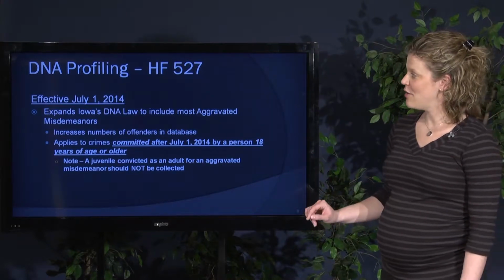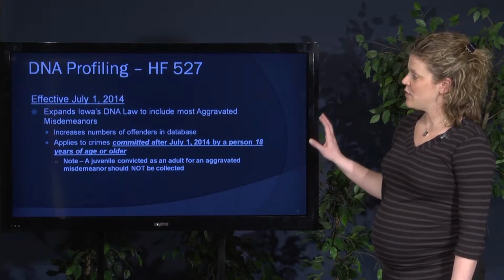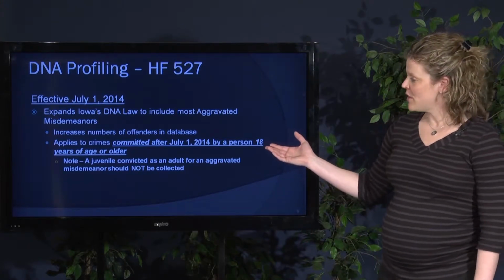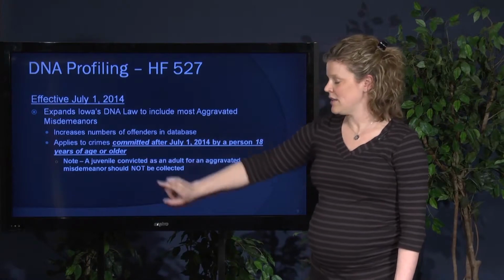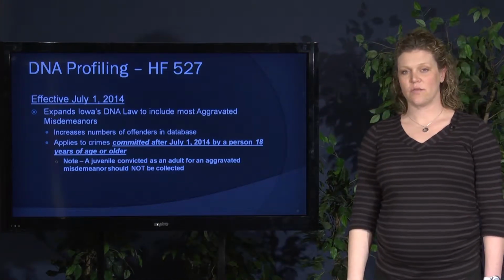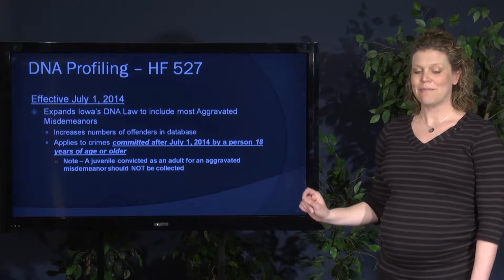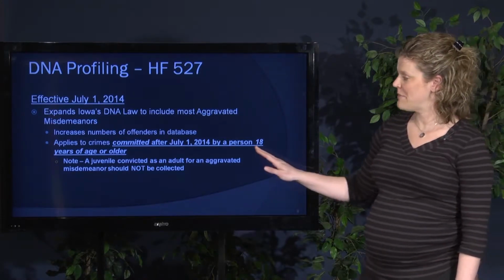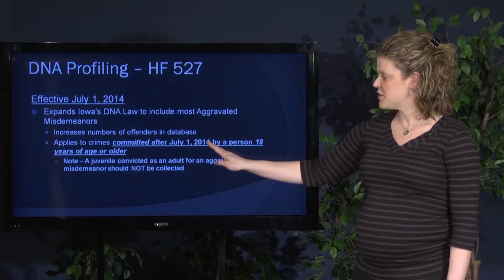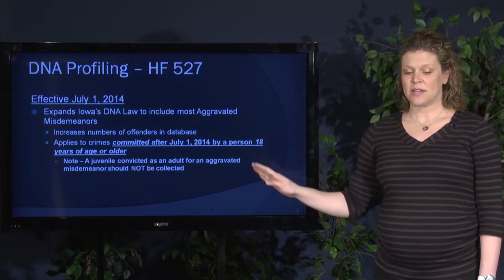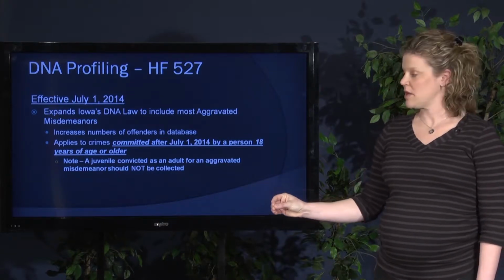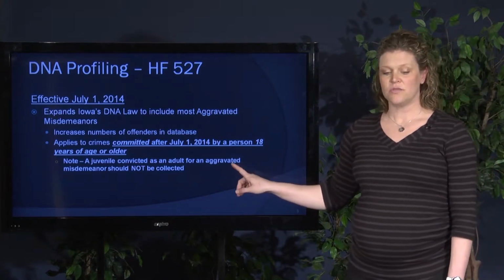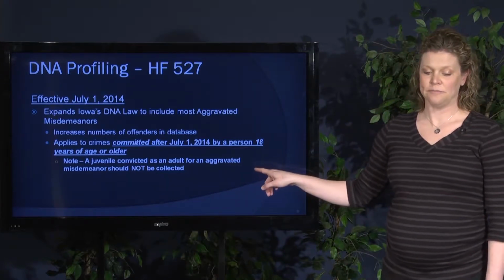We would like you to print that training manual out and follow along as we get farther into this presentation. But to cover our House File 527 law and the wording behind it, I thought I'd bring this to your attention. If you notice, it's crimes committed after July 1st, 2014. Not convicted, committed. So this is not a retroactive law. We want those individuals who have committed a crime after July 1st, 2014, and then convicted of that aggravated misdemeanor to be collected under this law. Please note that juveniles do not count under this particular law.